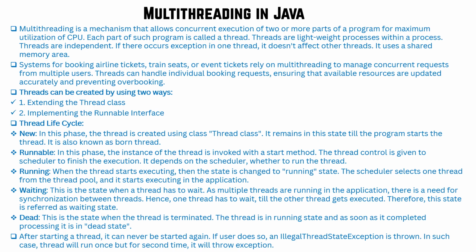Running: when the thread starts executing, the state changes to running state. The scheduler selects one thread from the thread pool, and it starts executing in the application. Waiting: this is the state when the thread has to wait. As multiple threads are running in the application, there is a need for synchronization between threads. Hence, one thread has to wait till the other thread gets executed. Therefore, this state is referred to as the waiting state.